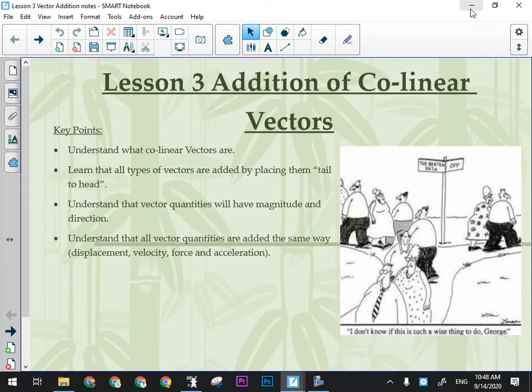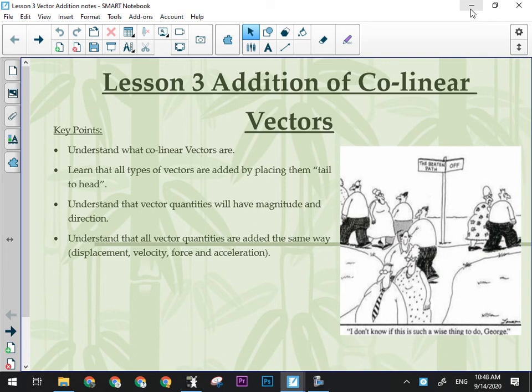Collinear means that they are on the same what? Linear means line or plane. So these are vectors that are along the same plane: forward and backward, north and south, right and left, up and down. Anything that's basically just got a positive or a direct opposite negative value. That's what collinear vectors are, and you've already dealt with those.